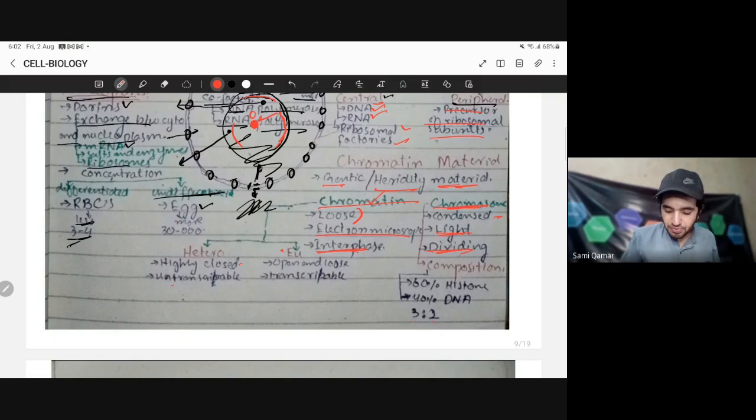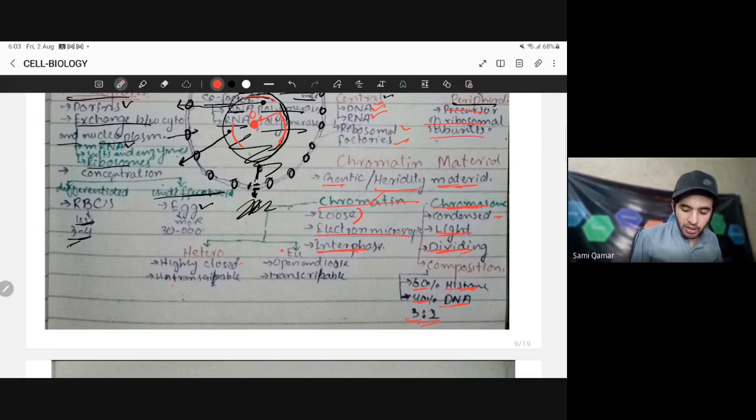The composition of chromosome is very important. Remember this: there will be 60% histone, which are proteins, and 40% DNA. So if anybody asks whether there is more protein or DNA in a chromosome, blindly mark protein, 60% protein. So the ratio will be 3 to 2.